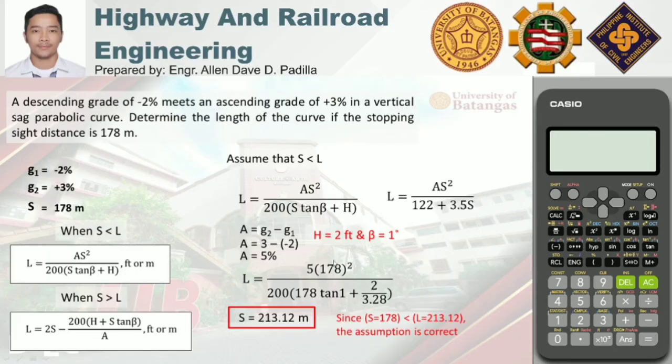So, meron tayong other formula para sa pagkuha ng L. We have AS squared over 122 plus 3.5S. So, ang makukuha nating value dito is in feet. Kasi, itong formula na to is na-derive using these standard values.